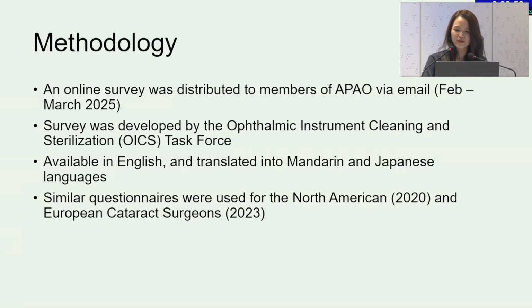An online survey was distributed to all the members of APAO via emails, from February to March this year. The presentation that I'm presenting is preliminary data. The survey is currently still ongoing. The survey is available in English and has been translated into Mandarin and Japanese. Similar questionnaires were used from the previous sustainability studies to allow for direct regional comparison.